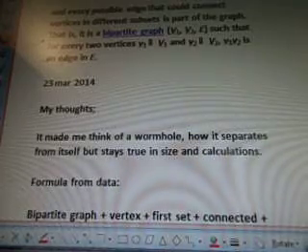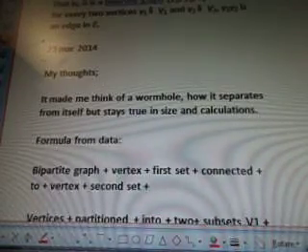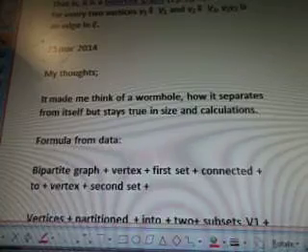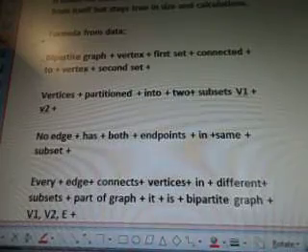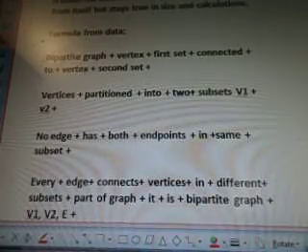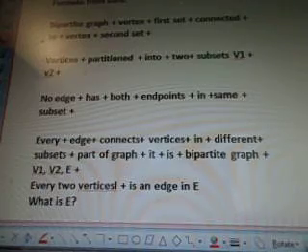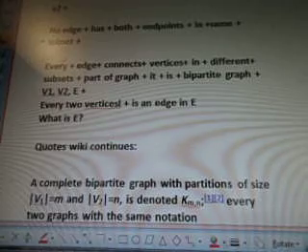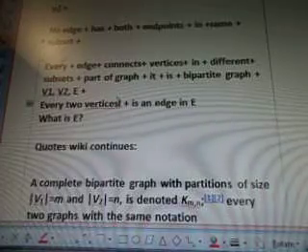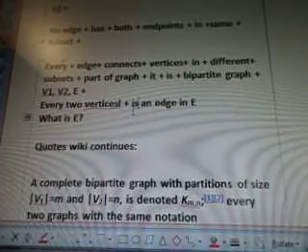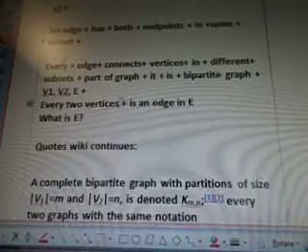Okay, so March 23rd, my thoughts. It made me think of a wormhole, how it separates from itself but stays true in sizing calculations. Formula from the data. Bipartite graph, vertex first set connected to vertex second set. Vertices partitioned into two subsets, V1 and V2. No edge has both endpoints in the same subset. Every edge connects vertices in different subsets. Part of graph. It is bipartite graph, V1, V2, E. Every two vertices is an edge in E. What is E? That's the question.